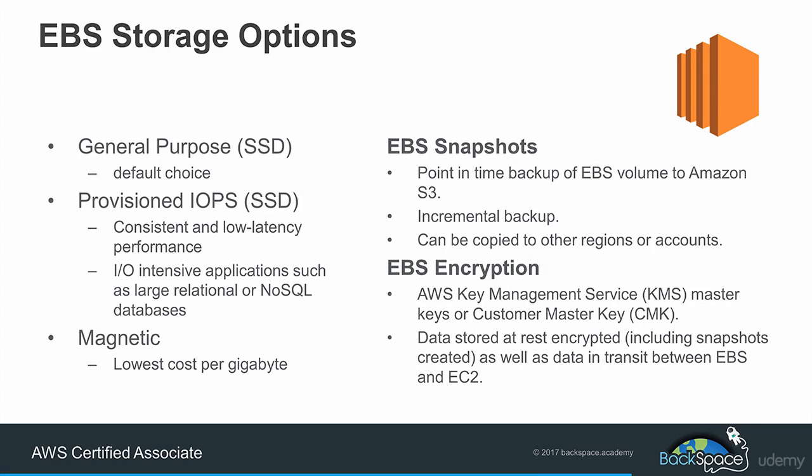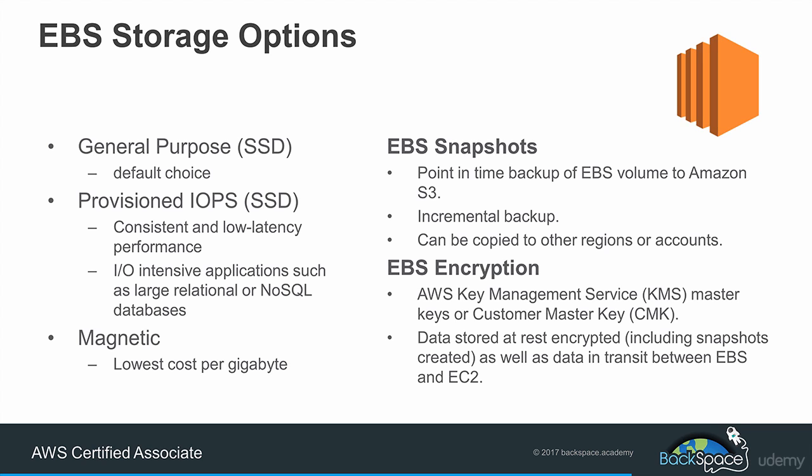So, the types of EBS storage options that are available. We have general purpose solid state drives, which is the default choice for EBS. And then we have provisioned IOPS. They give a consistent and low latency performance, and you define what those provisioned IOPS are. They're suitable for IO intensive applications such as large databases. And then the lowest cost is going to be your magnetic EBS storage, which gives you the lowest cost per gigabyte.